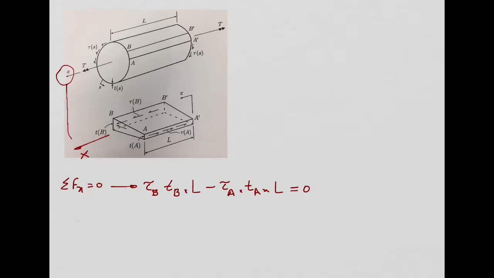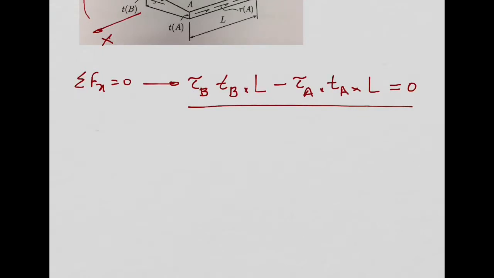Now, there's nothing more we can do from this equation, but we can introduce the definition of shear flow, which is basically a shear stress times a length or a thickness. You agree with me? So shear flow is a force per unit length. A shear stress is a force per unit area, right? So when I multiply a shear stress with a length or a thickness, I will get a force per unit length. I will get a shear flow.